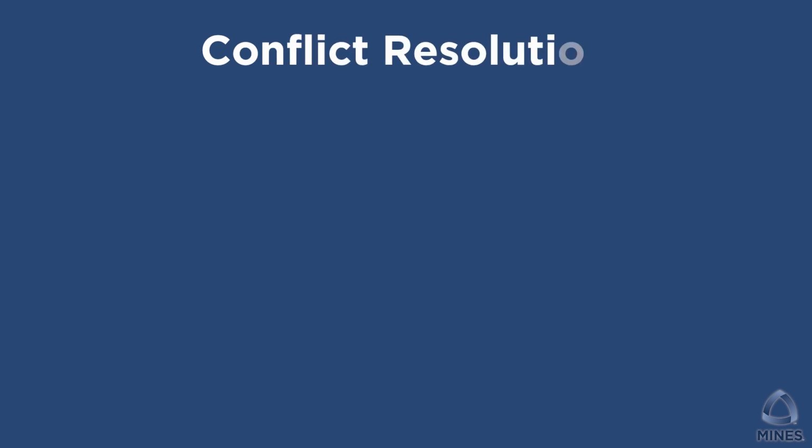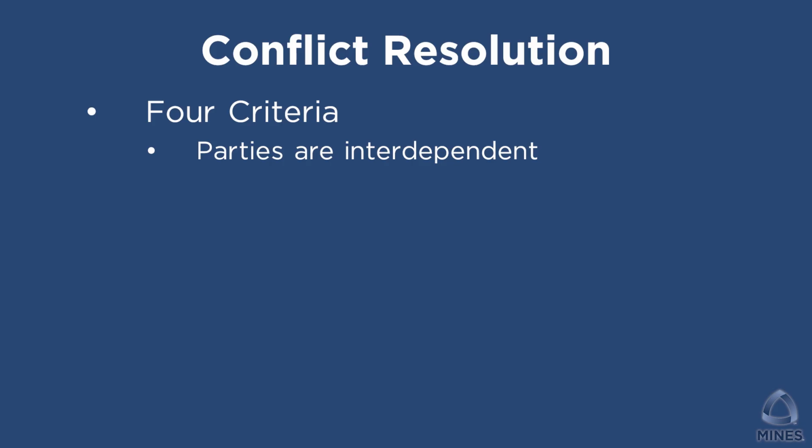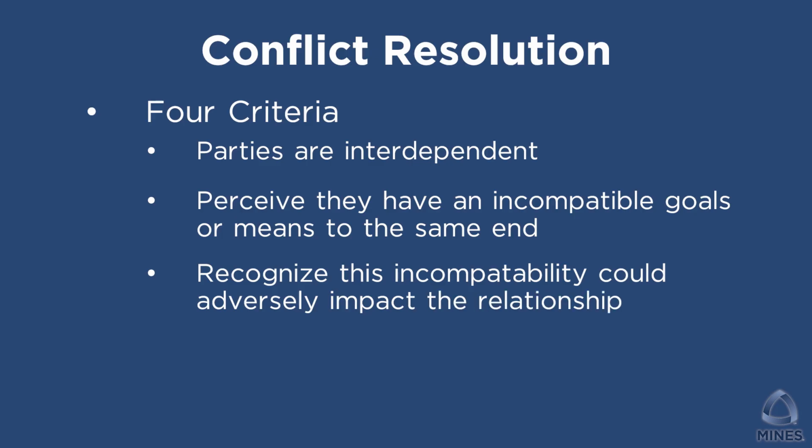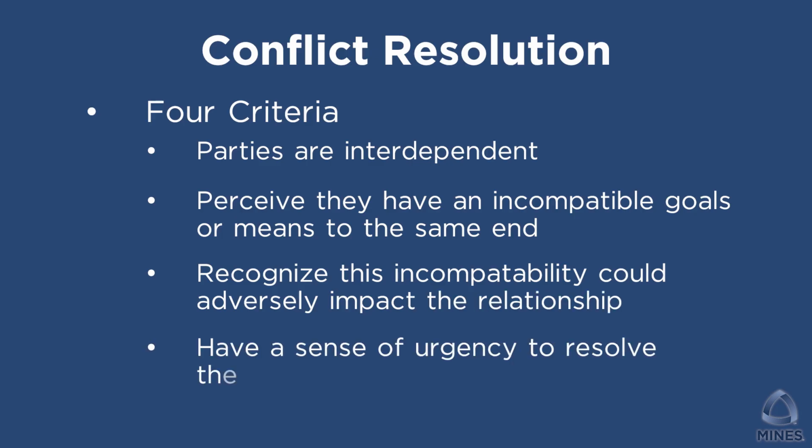The final area of discussion is conflict resolution. Interpersonal conflict requires 4 criteria: that the parties are interdependent, perceive they have incompatible goals or means to the same end, recognize this incompatibility could adversely affect their relationship, and they create a sense of urgency to resolve the difference.